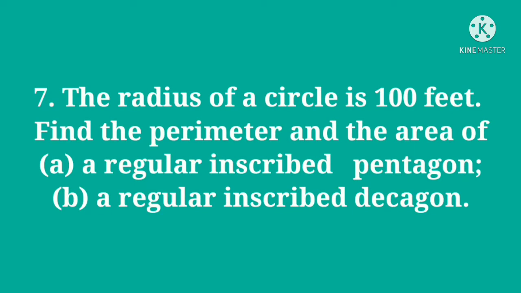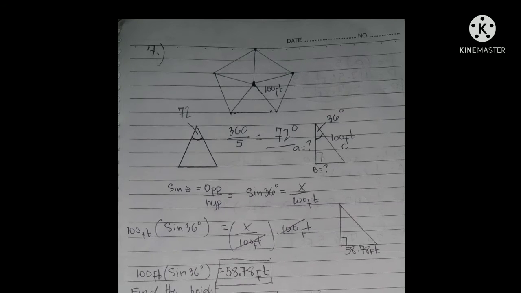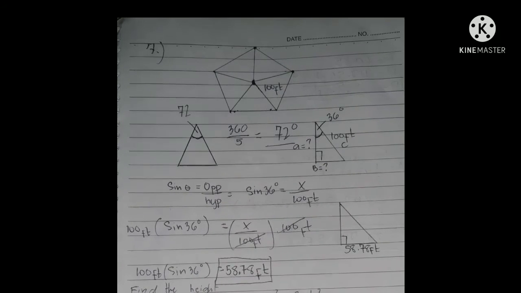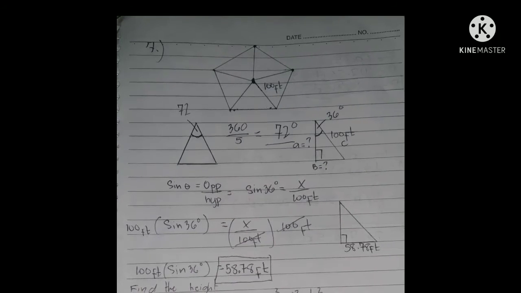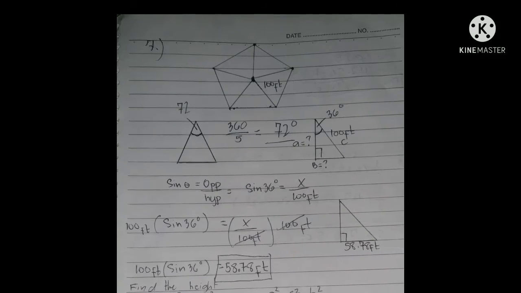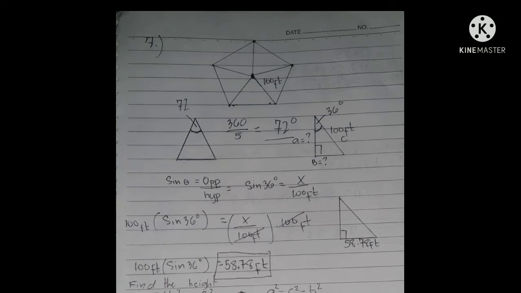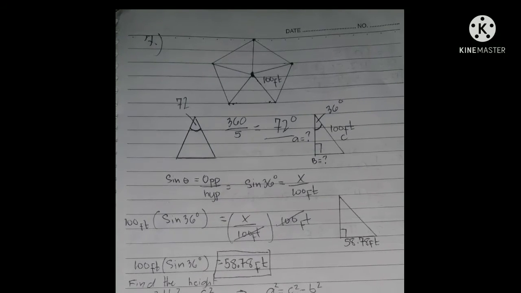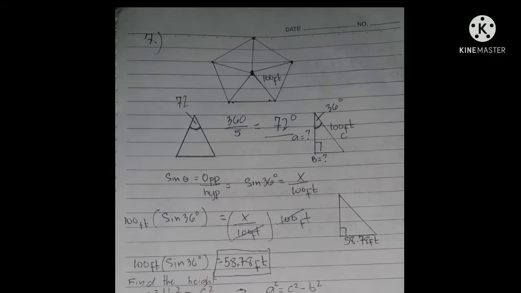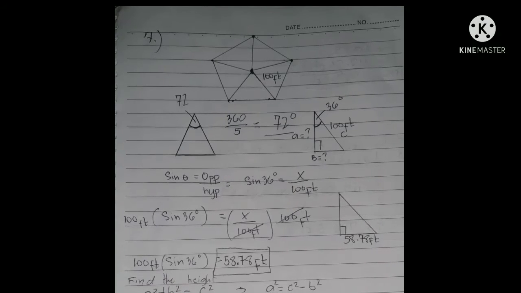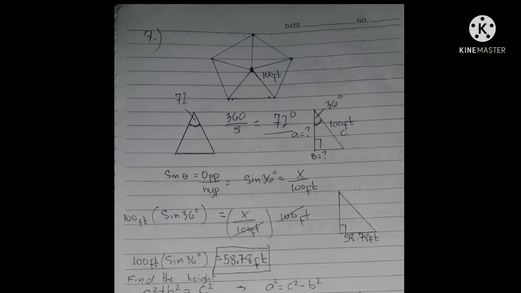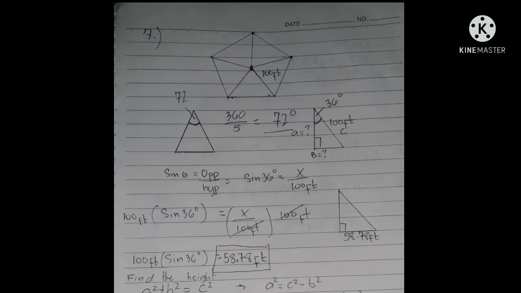For number 7, the radius of a circle is 100 feet. Find the perimeter and the area of a regular inscribed pentagon and a regular inscribed decagon. First, we need to find the area of our inscribed pentagon. So let's imagine that this pentagon is inside a circle, and our circle has a 100 feet radius. So to solve for our area, we can get one triangle, and since it is a pentagon we can get 5 triangles, so we just use one. So to solve, we need to find the angle first.